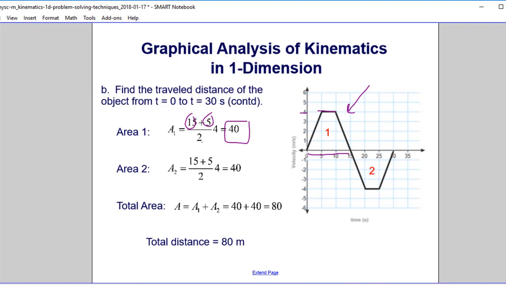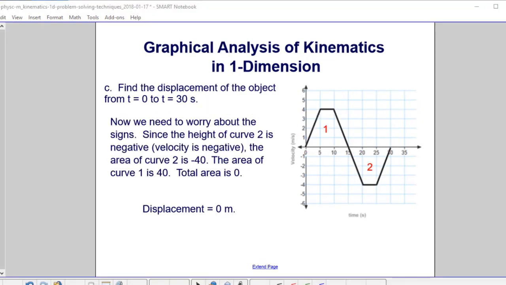How much distance did we cover? Both of these will be positive, because if you're walking in both cases, you're expending the same energy, and your feet are going the same amount of meters. So we're just going to add those two numbers together, and our total distance will be 40 plus 40, 80 meters. That's our distance. Displacement, which is what we're finding now, is different than distance.